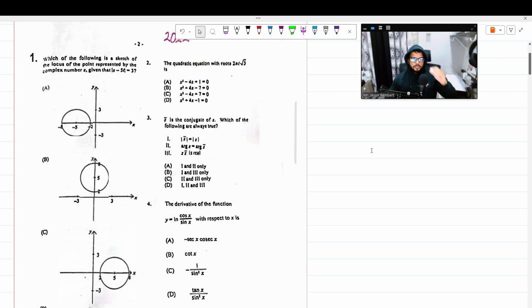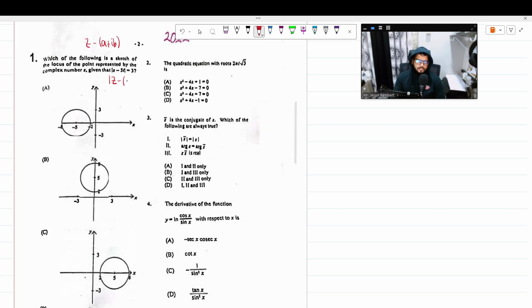All right, 2022, paper 1. Which of the following is a sketch of the locus of the point represented by the complex number that looks like |z − 5i| = 3? So mod of z take away open brackets.